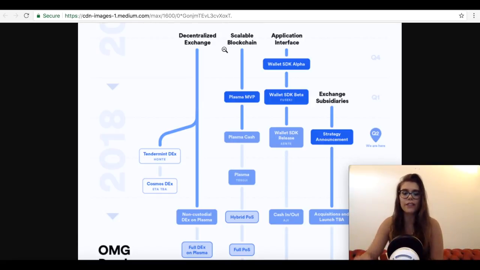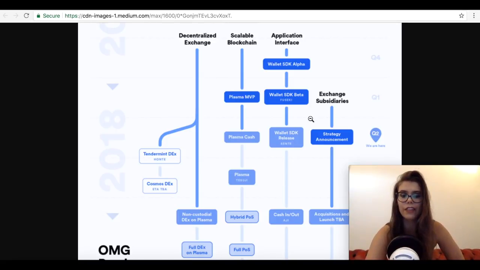So they have already finished the Plasma MVP while designing the Plasma Cash and Plasma Tsuji are still in progress. They also plan to finish creating a hybrid and complete proof of stake system by the end of this year. I just hope they manage to keep it up and they haven't put too much onto themselves. Let's go to the application interface now.